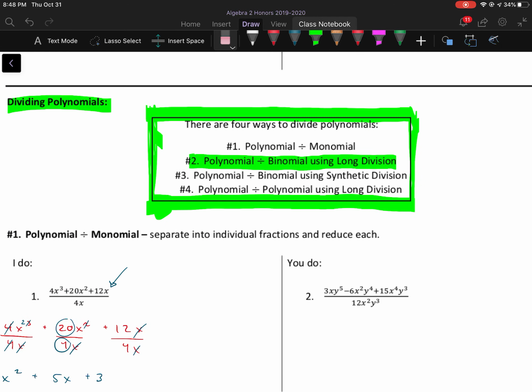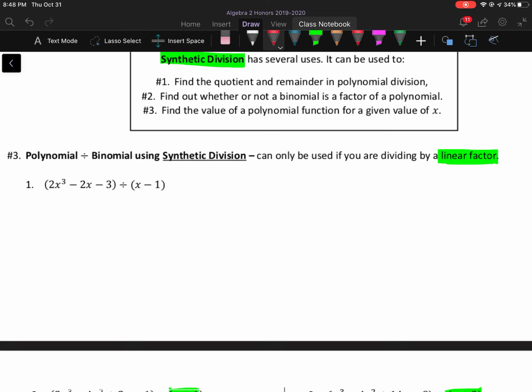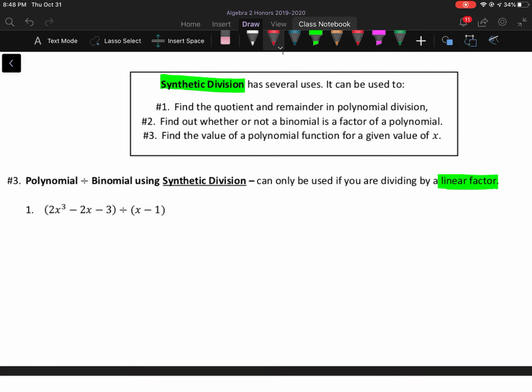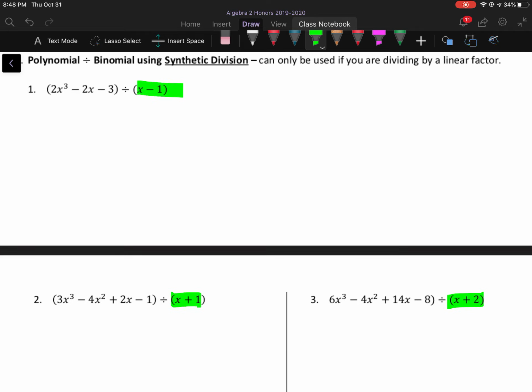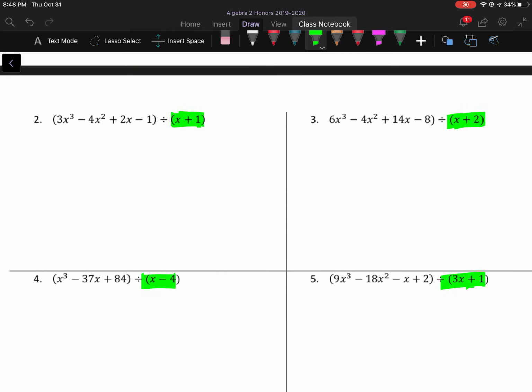So we use this when we are dividing polynomials by binomials, or if we're doing a polynomial divided by a polynomial. I'm sorry, no, that is a long division. So we're only going to use it when we do polynomials divided by binomials. And binomials means we have two terms, but the important thing, if you look right here, it says can only be used if you are dividing by a linear factor. Linear factor means that what we're dividing by is my x minus 1, my x plus 1, my x plus 2.